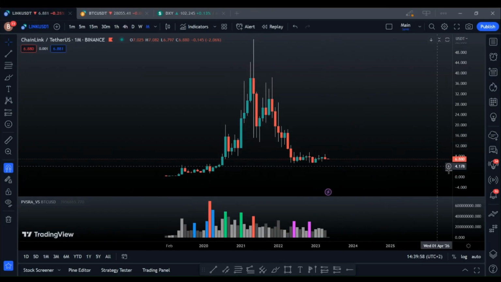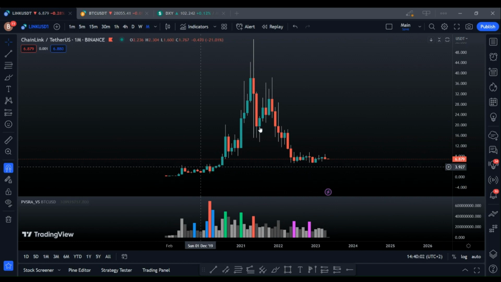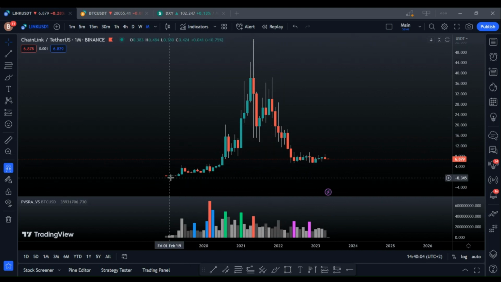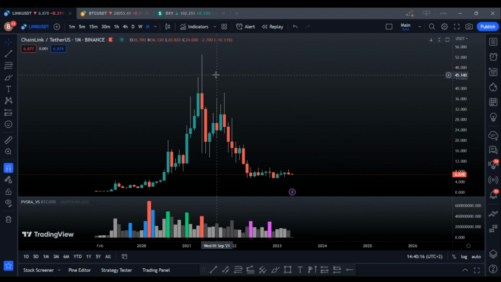Alright, so as you can see right here, Chainlink had an amazing bull run previously, all the way from 2019 to 2021. We went from about $0.3, $0.4 all the way up to $53. So amazing bull run for those who were early in Chainlink. But as you can see with the rest of the crypto market, Chainlink had a nasty bear market where it went all the way down from $53 to right about $5 roughly.